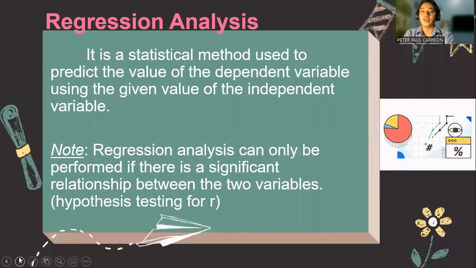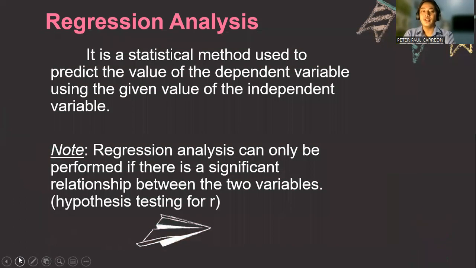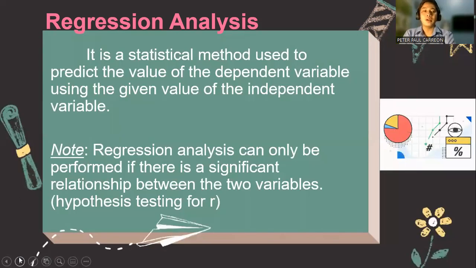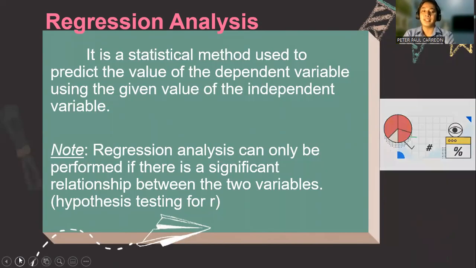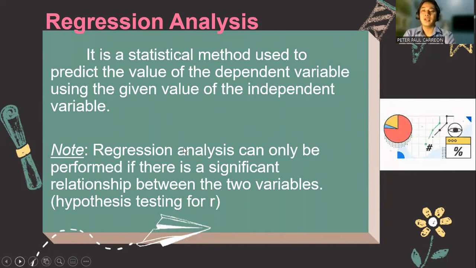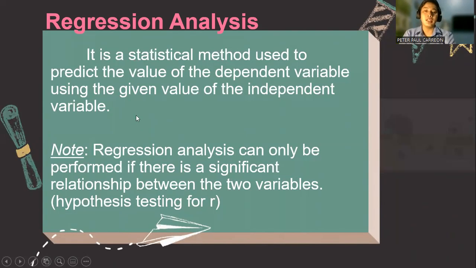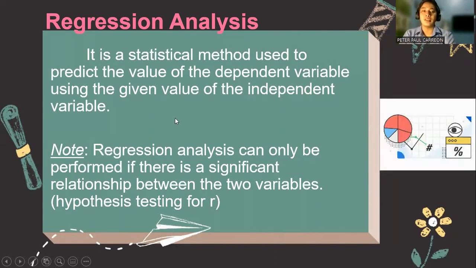So what is regression analysis? A regression analysis is a statistical method used to predict a variable, the dependent variable, using the given value of the independent variable. It's like correlation, but in regression, we need to know if one variable directly or indirectly affects the other variable, talking about an independent and a dependent variable, respectively.